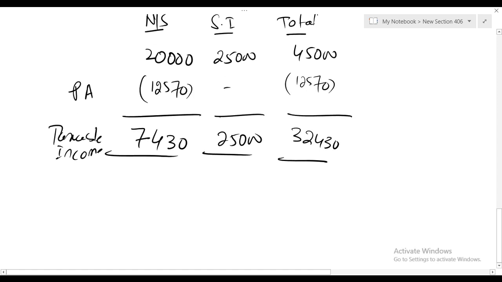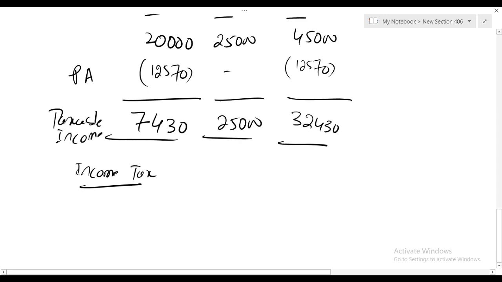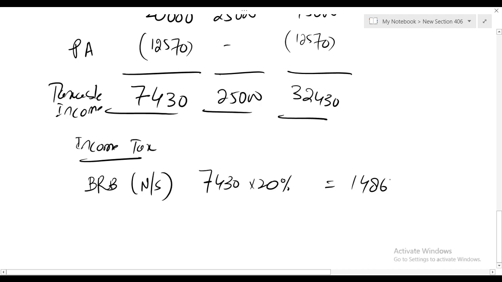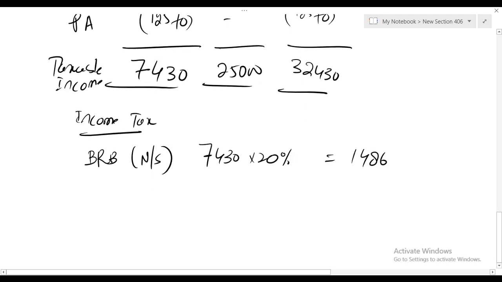Entire taxable income of non-saving 7430 falls in basic rate band. We are calculating income tax. Basic rate band. Non-saving 7430 into 20%. Let's see what we are getting. 7430 into 20% gives me 1486. Okay. Now we need to tax saving income.